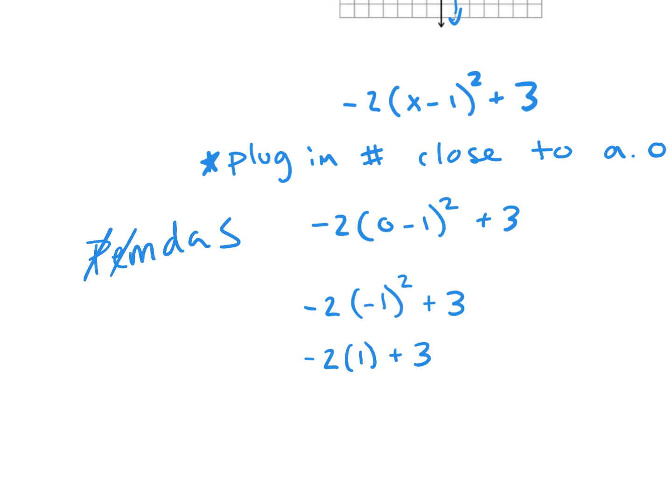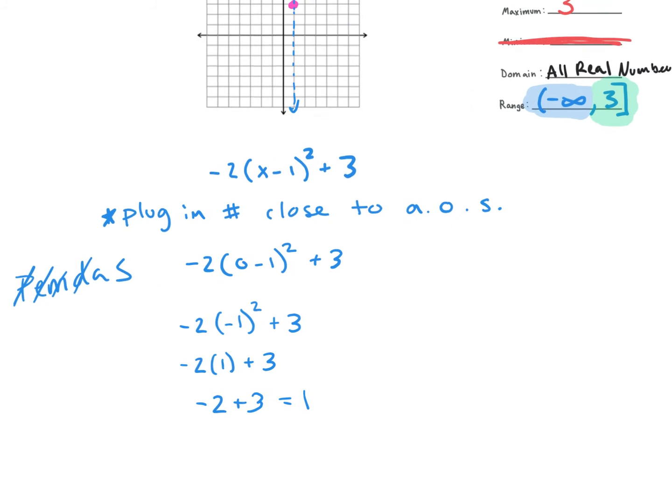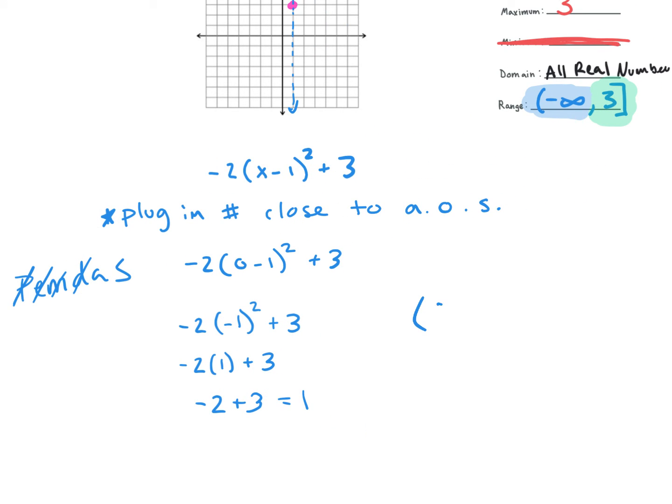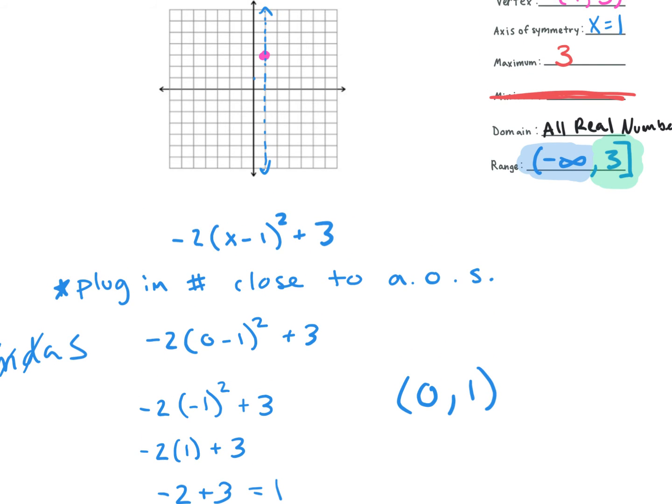What do I have to do next? Multiplication. What's negative 2 times 1? Negative 2. Do I have any division? Nope. So then last I add. What's negative 2 plus 3? 1. So what did I plug in for x here? I plugged in 0 and got 1. So I'm going to put this point on my graph. I'm going to stay on 0, go up 1.